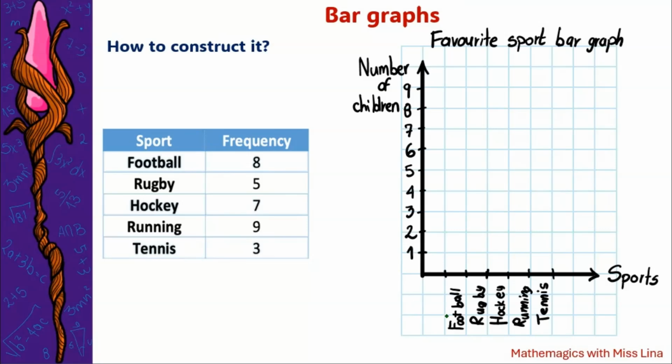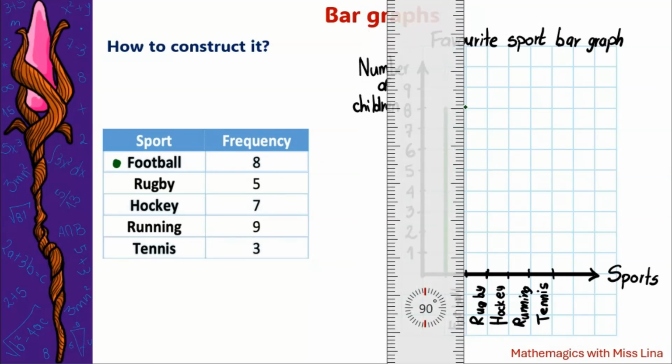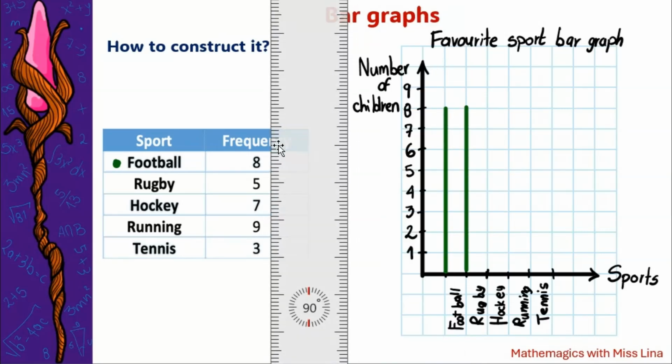Okay, now we can start drawing the bars. If you put different colors for each bar, it's going to be clearer. So let's say that we are going to use green for football. So the frequency of football is 8, so it has to go until this point. There it is. Now for rugby, it's 5 people. Let's use this fuchsia for rugby. So it goes until here.